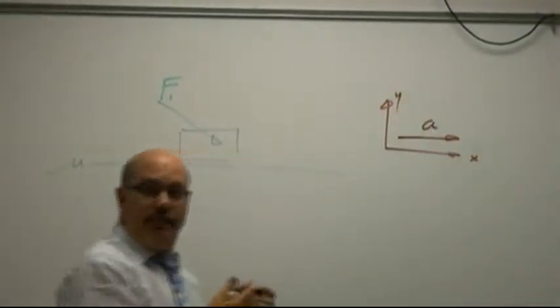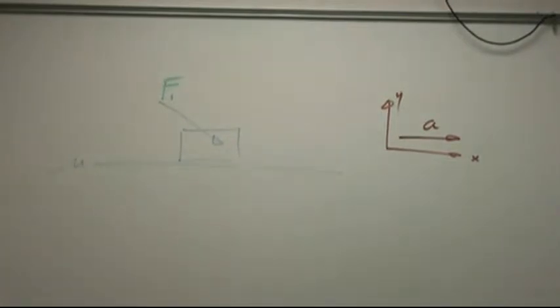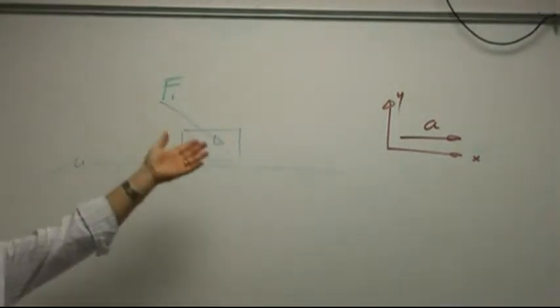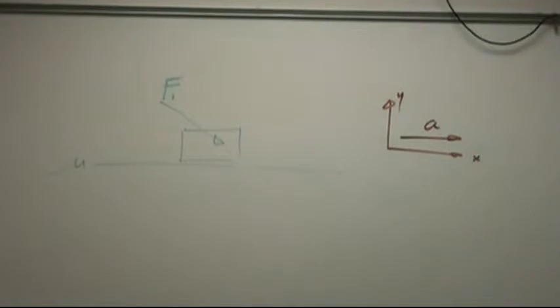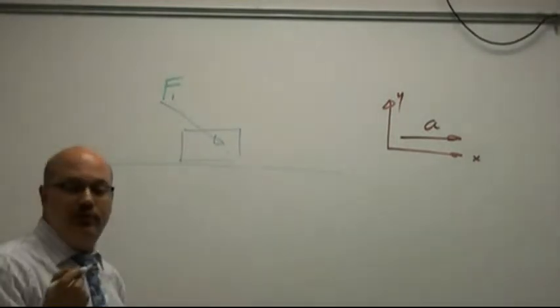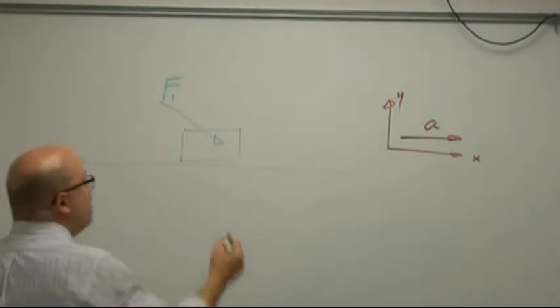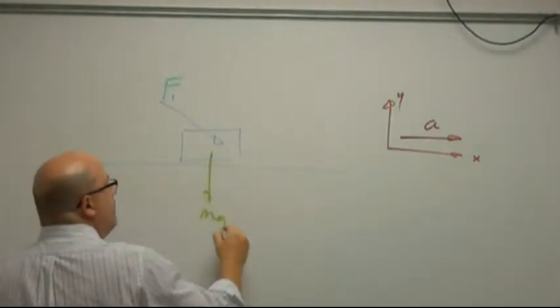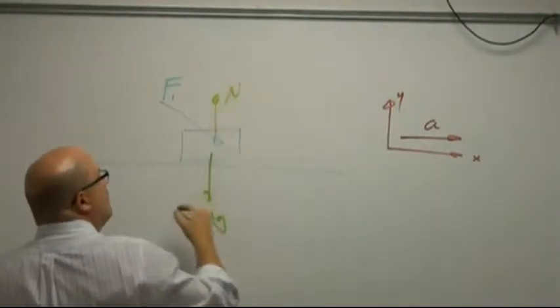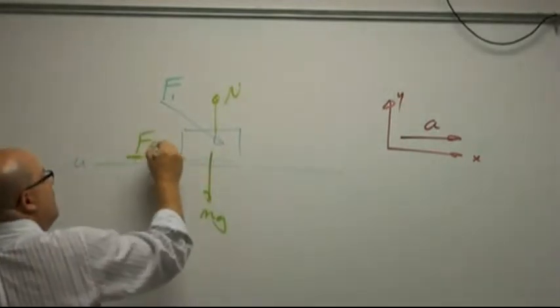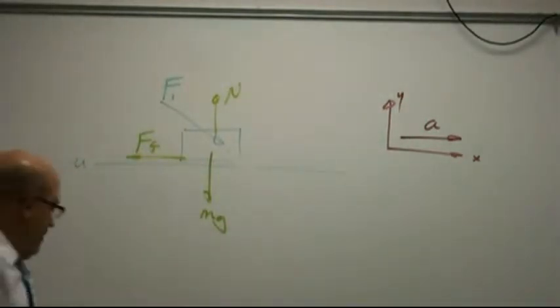X, Y is going to work great, because that'll handle every possibility. Even if acceleration is 0, that'll still work, right? So forces, what's it going to look like? Weight down, normal up, friction back. Looks like that, all right?